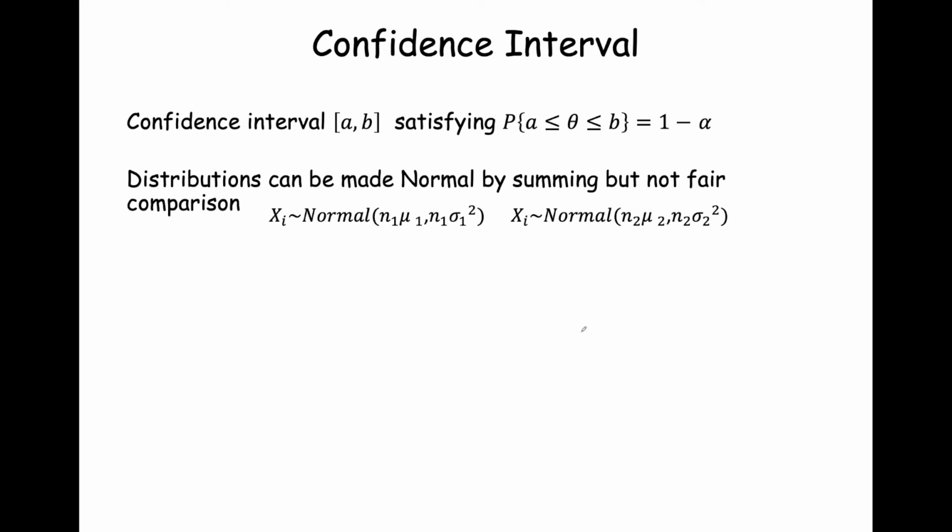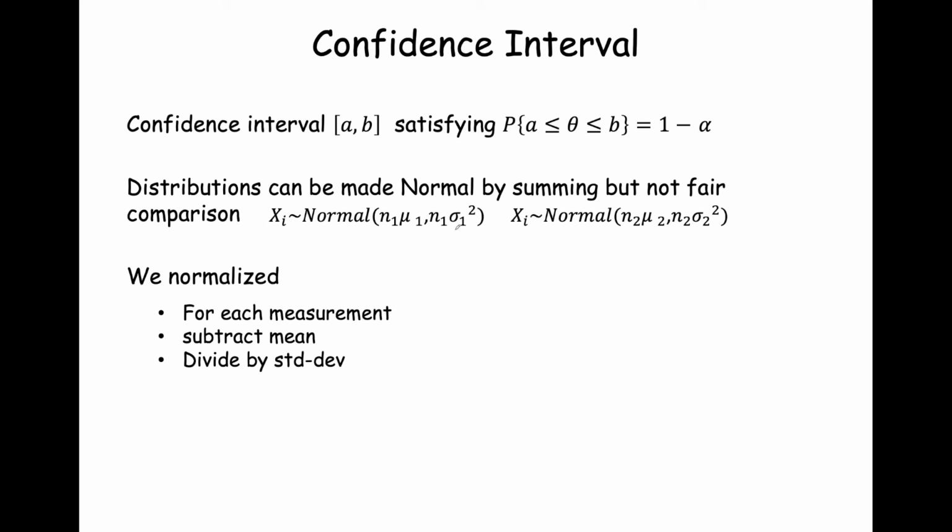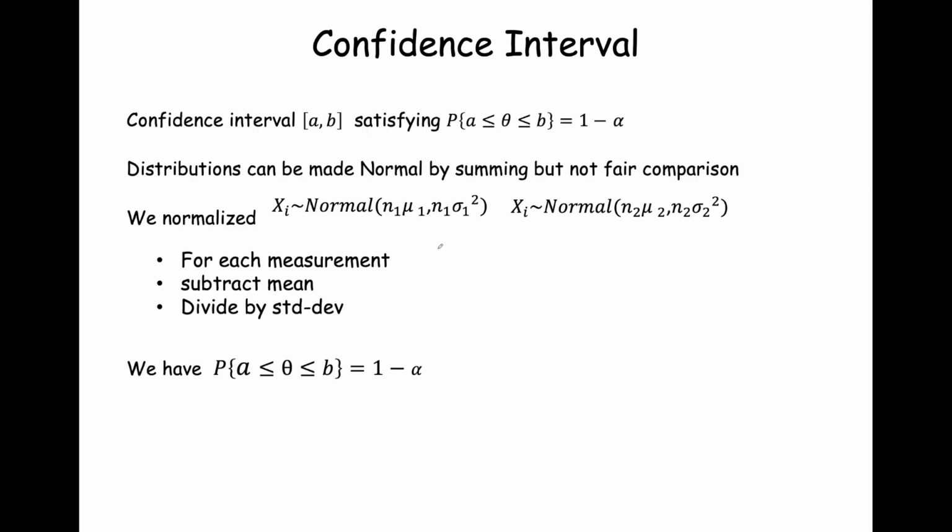And so distributions, we said, can be made normal by summing, but that's not a fair comparison by involving some statistic over those measurements where that statistic has a sum. And so we normalize. We said for each measurement, we subtract the mean of that sum, and we divide by the standard deviation of that sum statistic. And that resulted in a standard normal distribution.